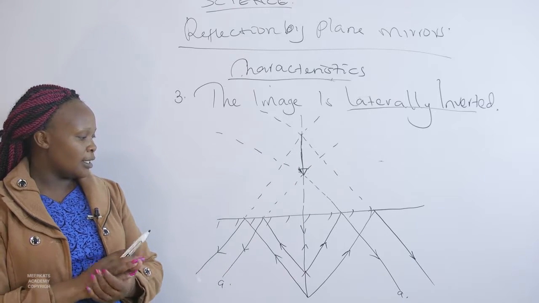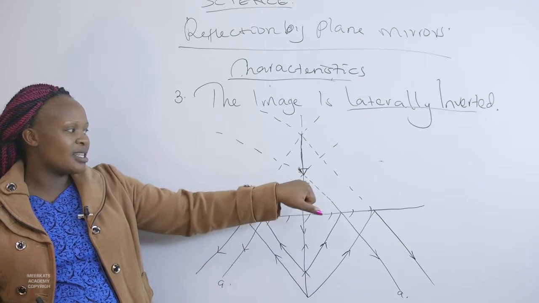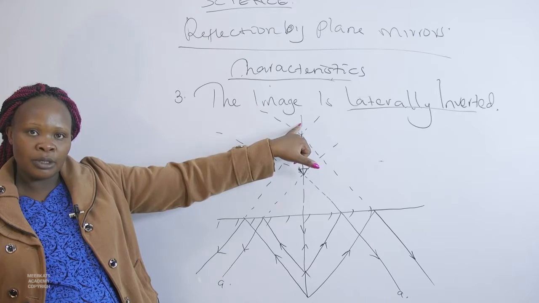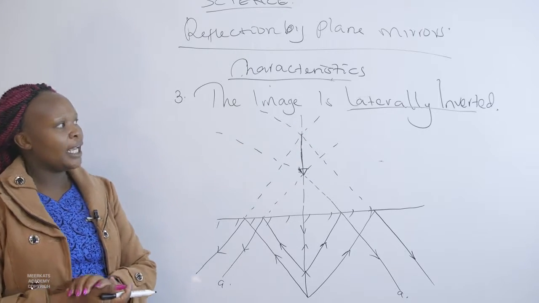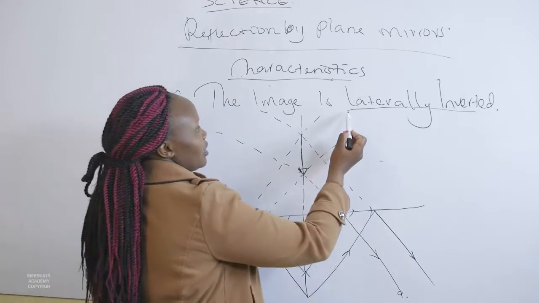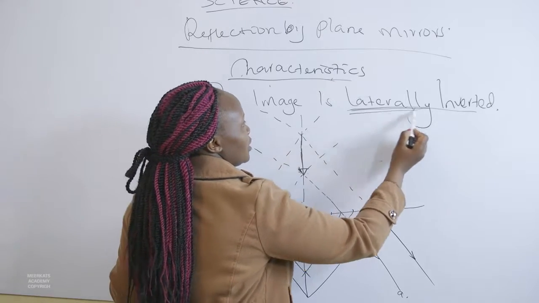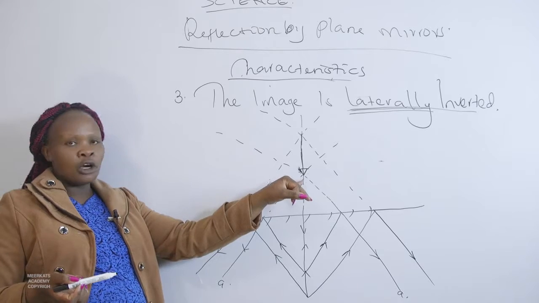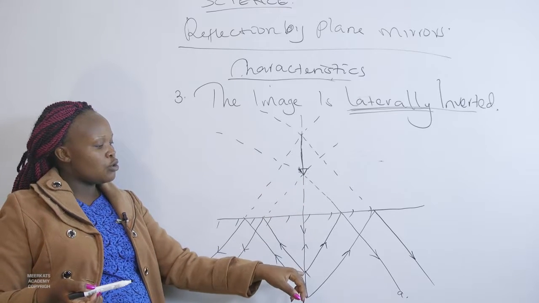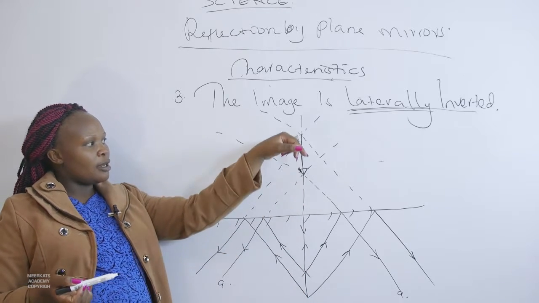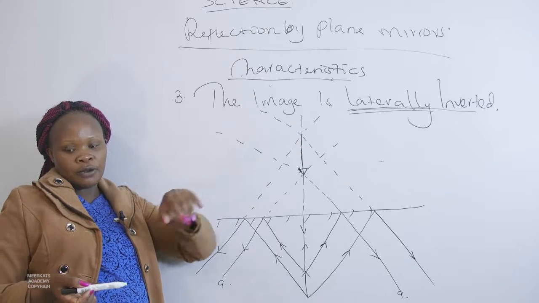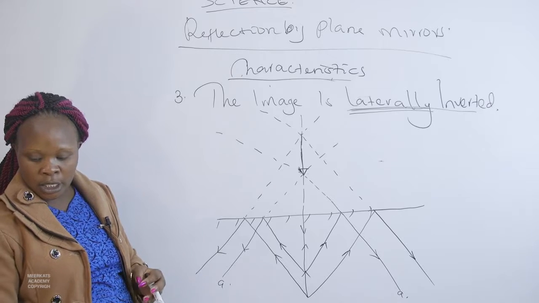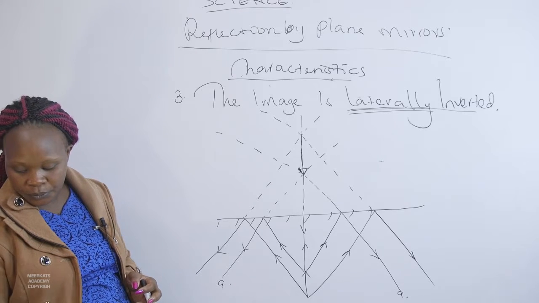So clearly, the top becomes the bottom and the bottom becomes the top. That is why we say it is laterally inverted. Your top becomes the bottom of the image. Your bottom becomes the top of the image. That is what we mean by lateral inversion.